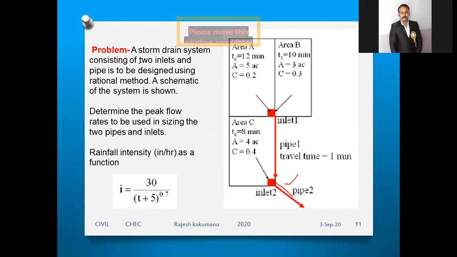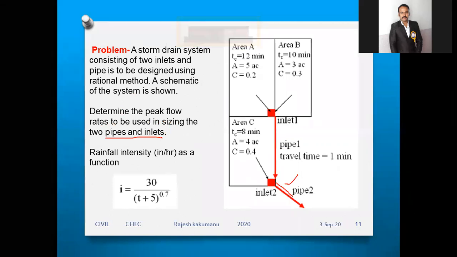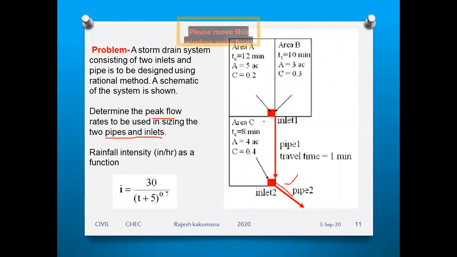A storm drain system consisting of 2 inlets, inlet 1 and inlet 2, and pipes is to be designed using the rational method. A schematic of the system is shown. You are given only how many inlets there are and the travel times of pipe 1 and pipe 2. Determine the peak flow rates to be used in sizing the 2 pipes and inlets.